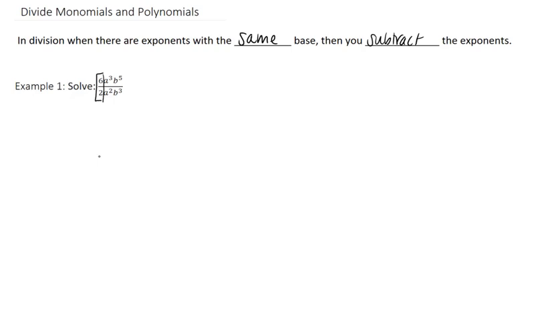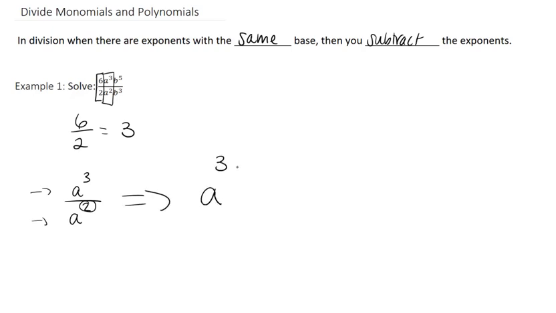So we would just go 6 divided by 2, which is equal to 3. So we've done that before. Next, we're going to look at a to the third divided by a squared. So when we have the same base, which is a, what we do is we bring up this exponent and we subtract it. So that's how we do division. So we would go a to the third minus 2. So that is equal to a to the first power.